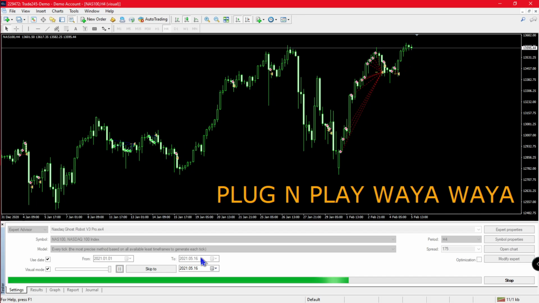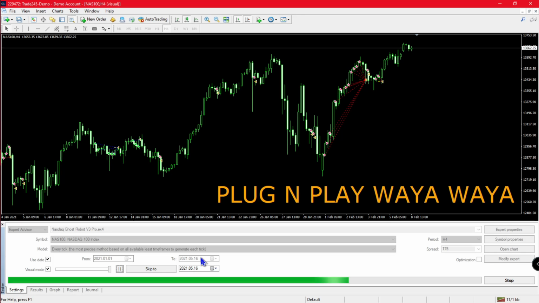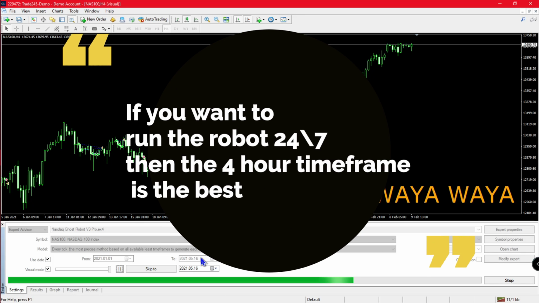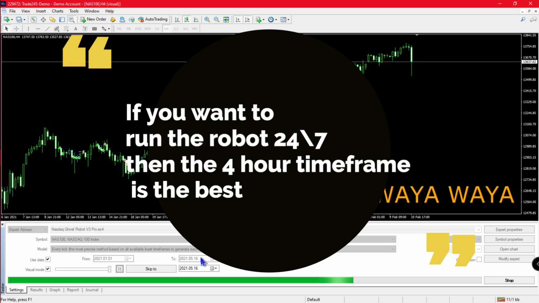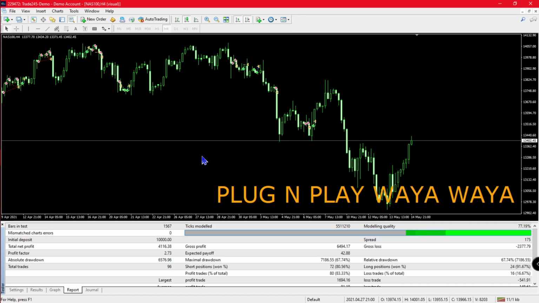We're looking at the 4-hour time frame because I have run backtests on every other time frame, and the 4-hour time frame seems to have the best results. So now we are at the end of the backtest. As you can see, the total net profit came out to $4,116, and the drawdown was $7,186. The drawdown is very high, and there's still a profit being generated, but the drawdown overshadows this.